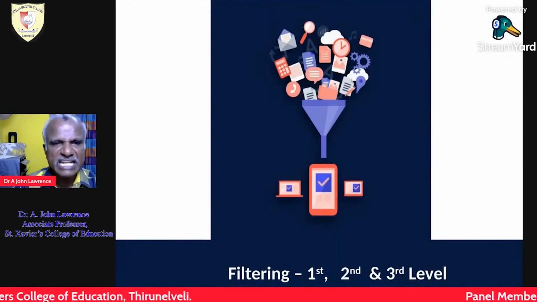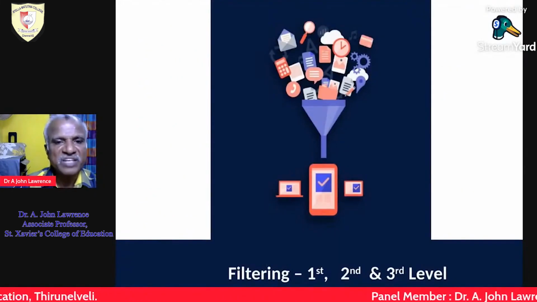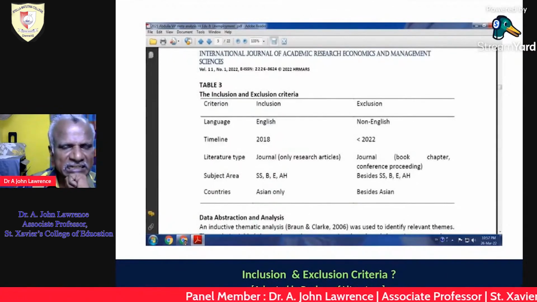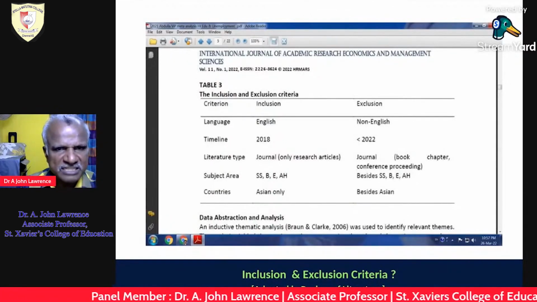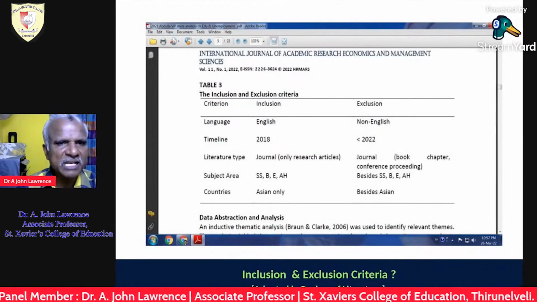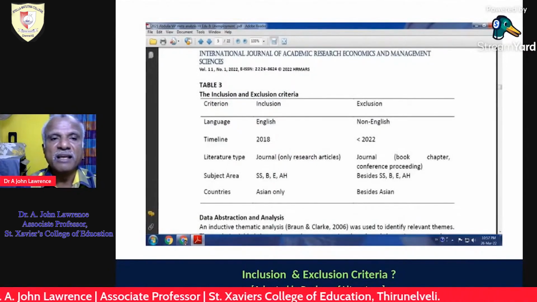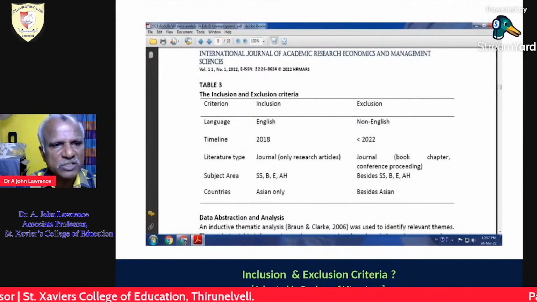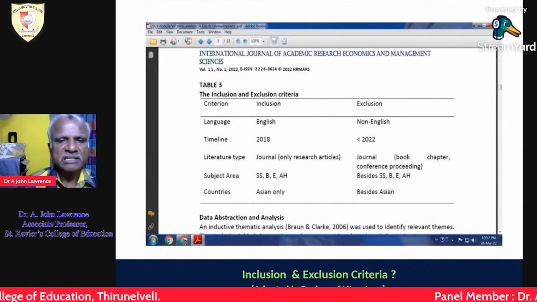Then the next step is filtering. Filter using some criteria, some yardsticks. When you collect, there will be many. All cannot be included. You have to exclude some. How to exclude? Fix some criteria.